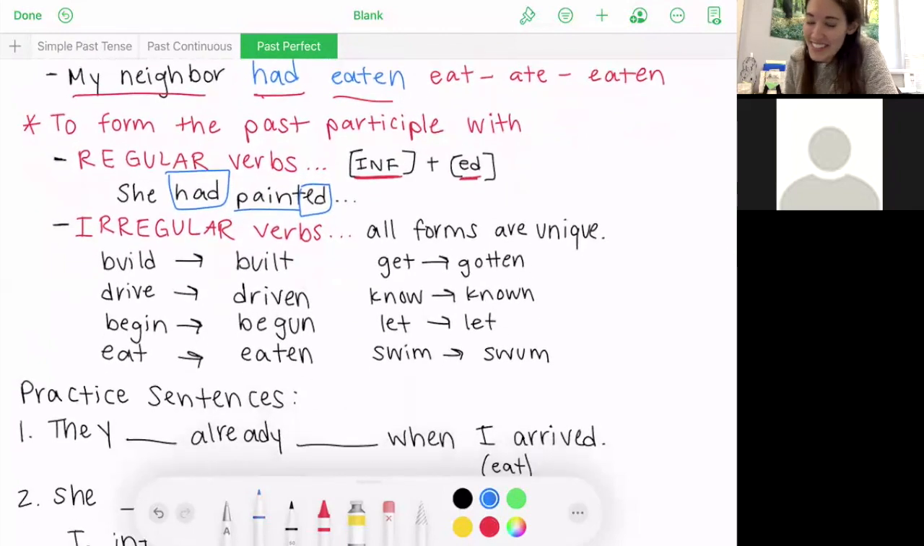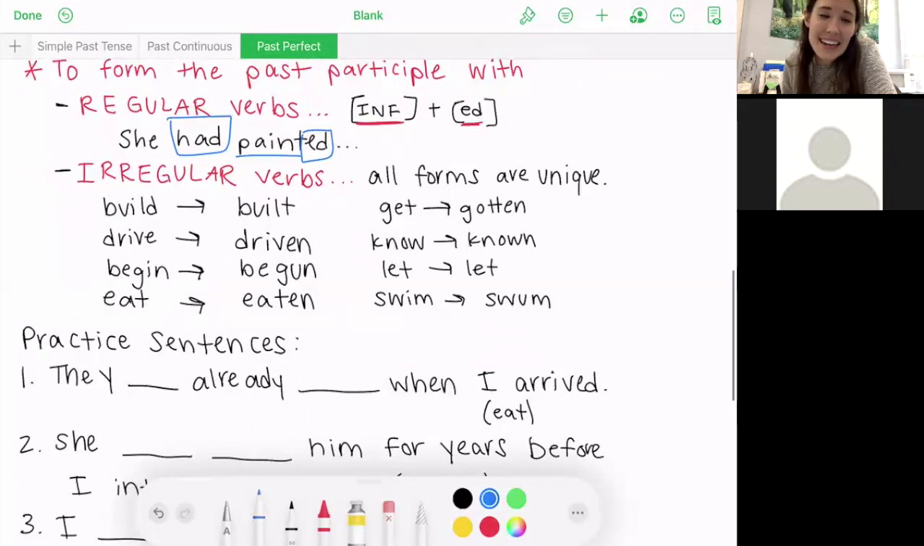Irregular verbs, here's some examples. Again, I'm so sorry, but there are no hard and fast rules for learning the past participles of irregular verbs. All the forms are unique. So for some examples, we have our word build and the past participle built.